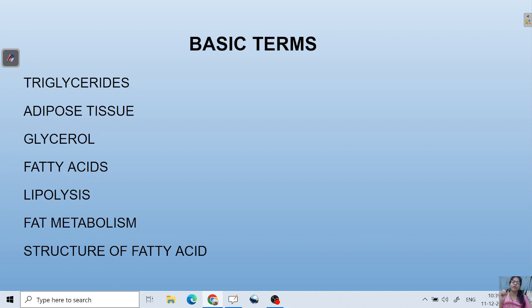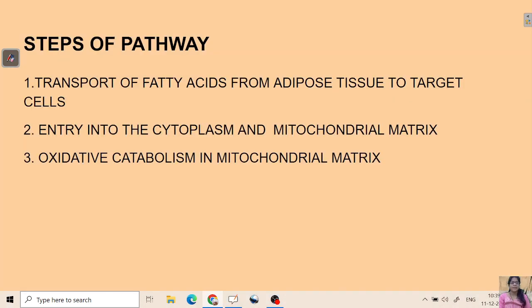Okay, I will tell you what the key important steps are. That's why I want to talk about the structure of fatty acid here in basic terms itself. So now I feel you got a little idea about the basic terms in the beta oxidation pathway. Okay, let's go to the steps.